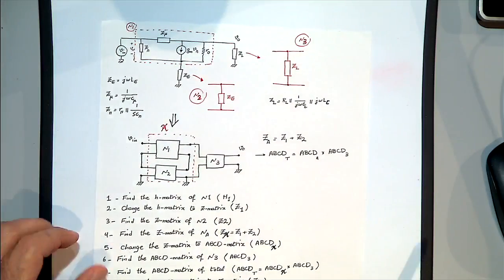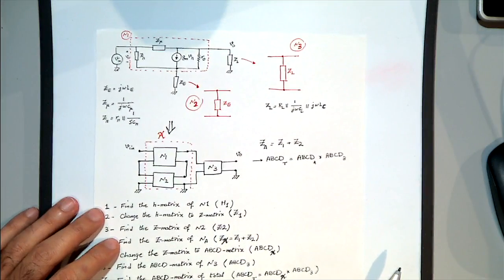Okay. Is it clear? No. Okay. So if it's not clear again, I can explain it again. Which one is not clear? The network part, or from the beginning?